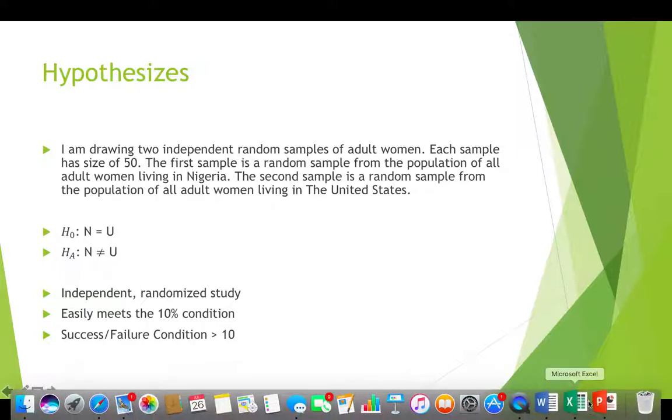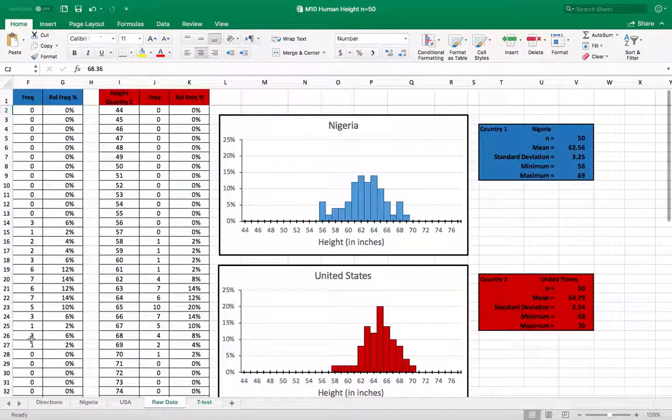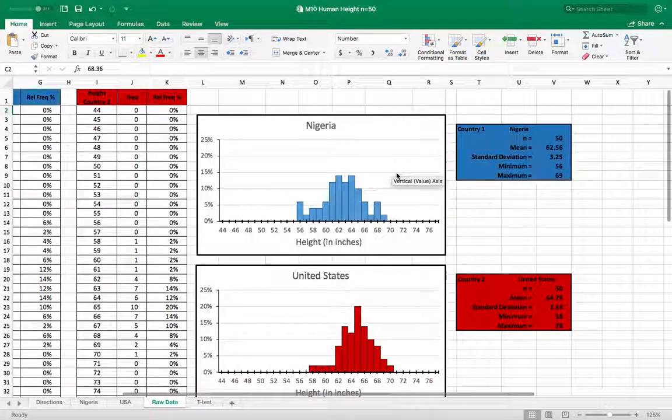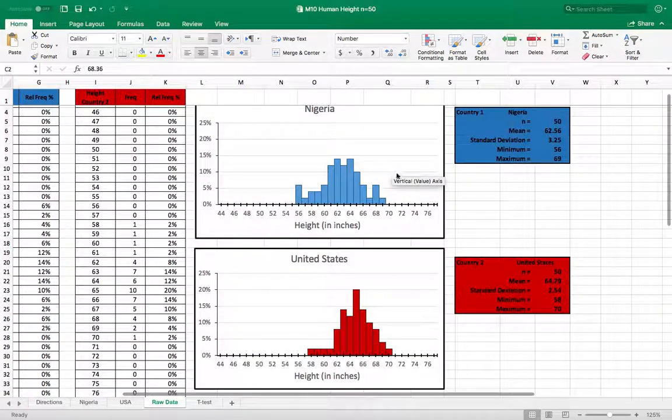So I'm going to flip over to Excel real quick. Here's the raw data of the study. In column B, we have all the heights of Nigerian women taken in the sample, and column C is the United States women taken in the sample. But over here, when we look at the histogram, this is what really tells the story.